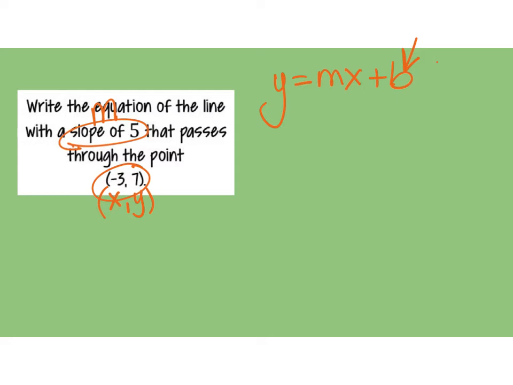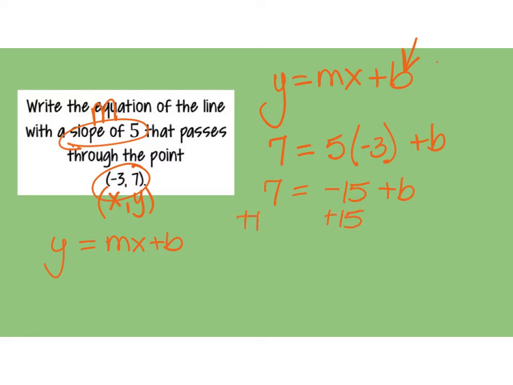So in this case, our y value is 7. The slope is 5. The x value is a -3. And of course, we need to find the b value in order to write our equation in y equals mx plus b format. So let's go ahead and solve for b. So I have 7 equals -15 plus b. Now I'm going to add 15 on both sides. So b has a value of 22.